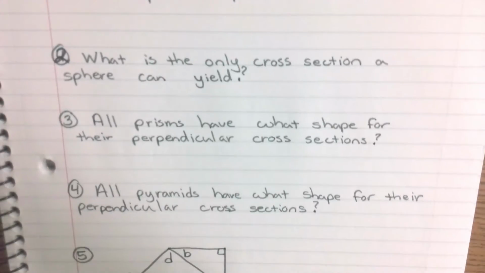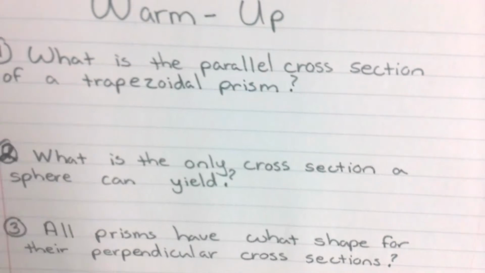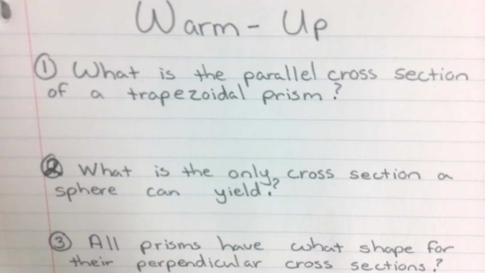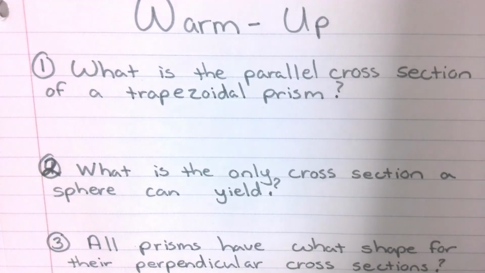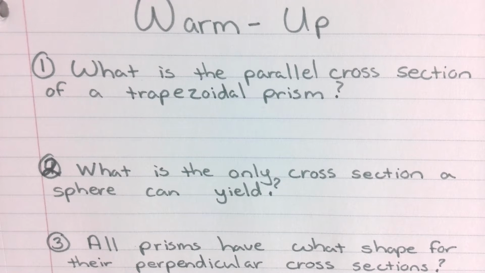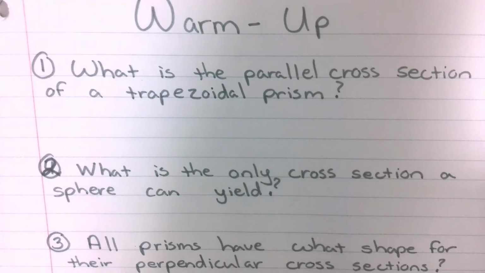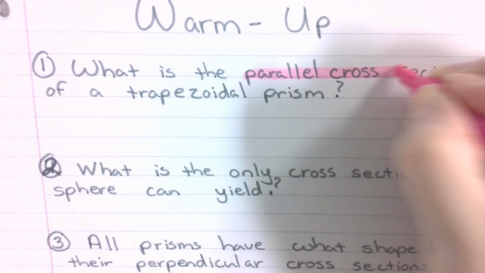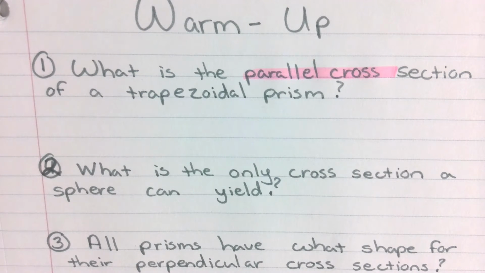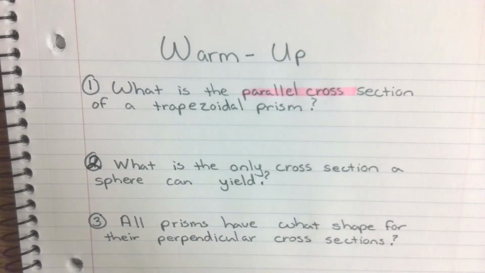Alright, let's go ahead and start going over this. For problem number 1, what is the parallel cross-section of a trapezoidal prism? What'd you guys get? Say it loud. Trapezoid. Okay, so it's going to be a trapezoid because it does say that it is a parallel cross-section. Parallel cross-sections are going to mirror the base. They're going to be identical to the base.